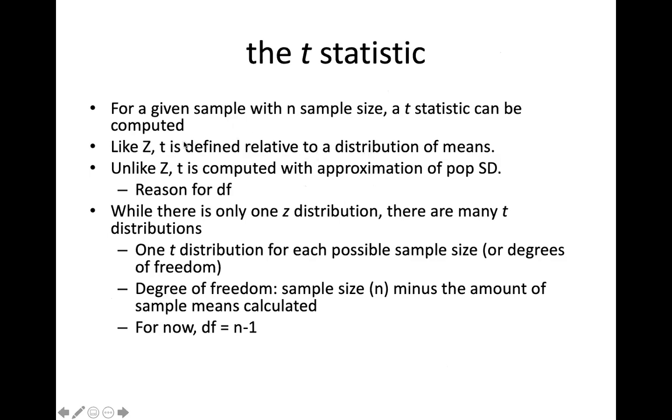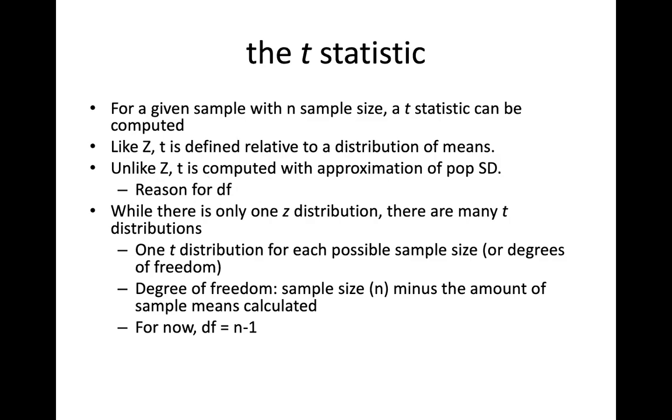Okay, so I guess we should talk about the distribution of means for t relative to z. We've always been dealing with a single distribution of means for Z, but T has many distributions of means. The reason we have many different distributions of means for T is this idea of a degree of freedom. Each different T distribution is influenced by the sample size.